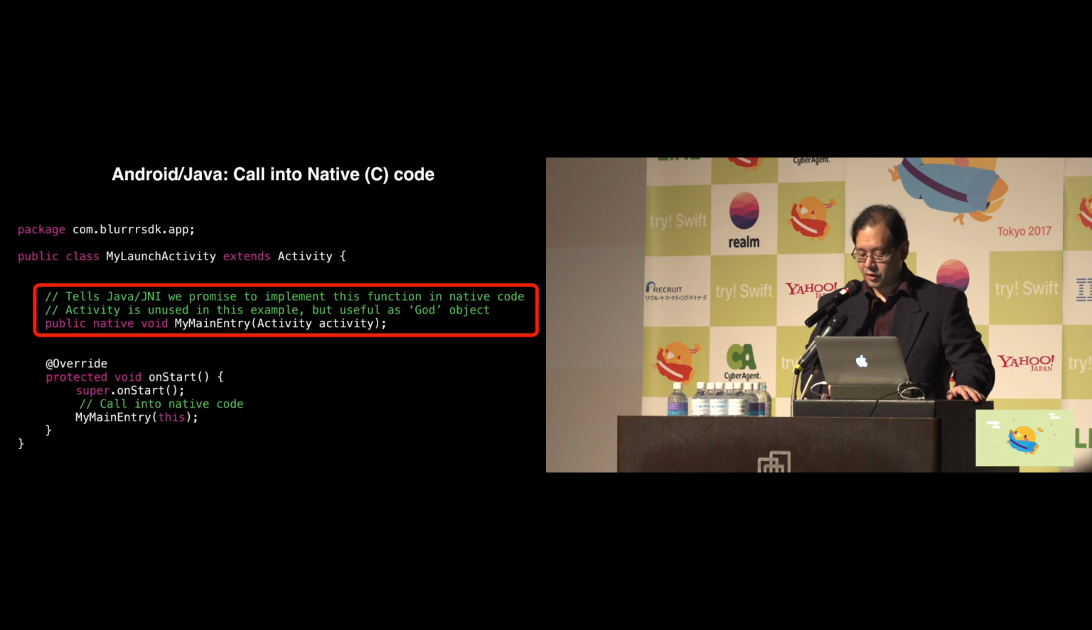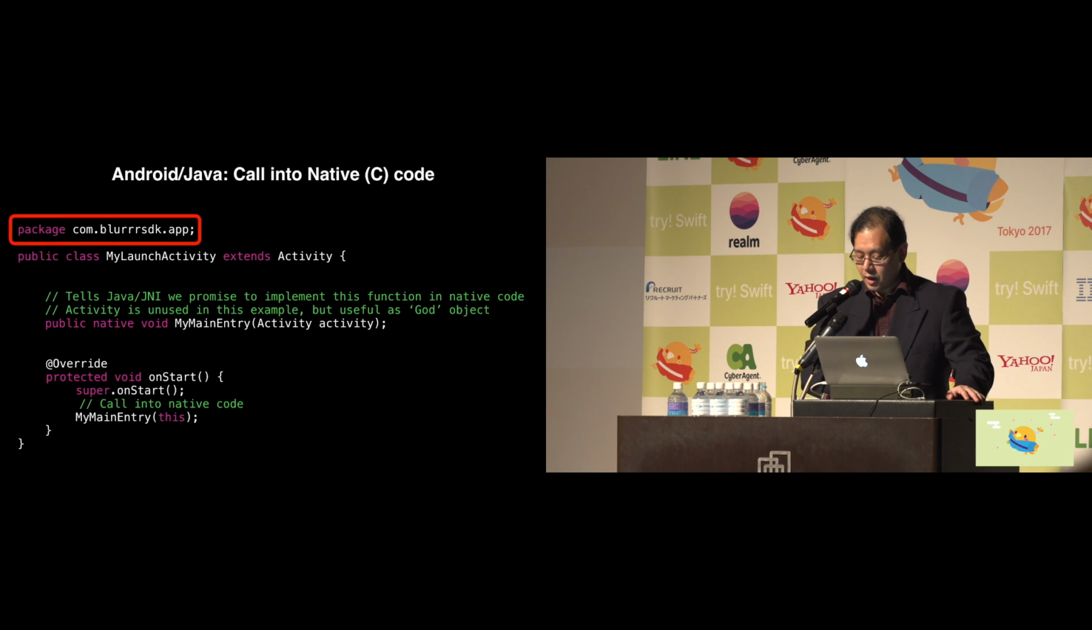In this example, I've declared that I promise to implement the function called myMainEntry in C. The native keyword tells Java that this will be a native function. The Java compiler is now trusting me to fulfill my promise of implementing it. I also just want to point out the package name declaration here because you'll see how it is used in a second.